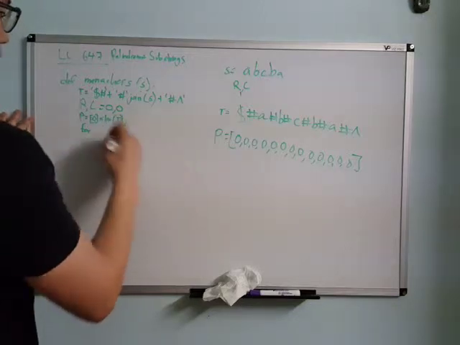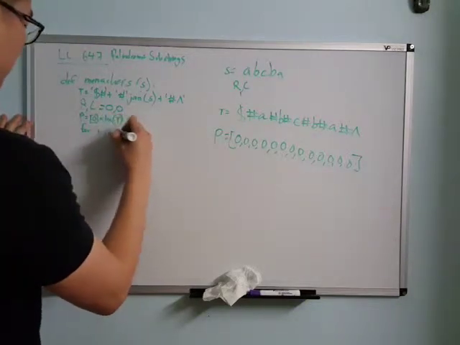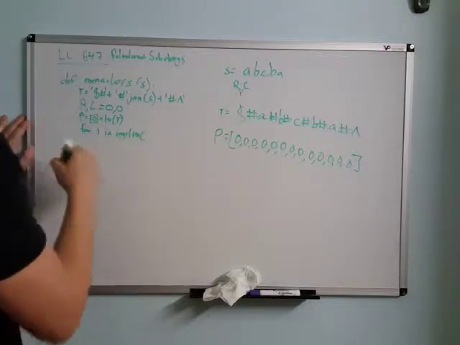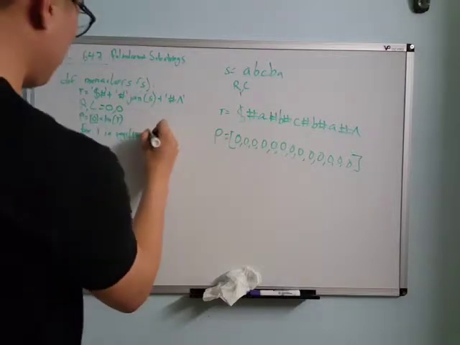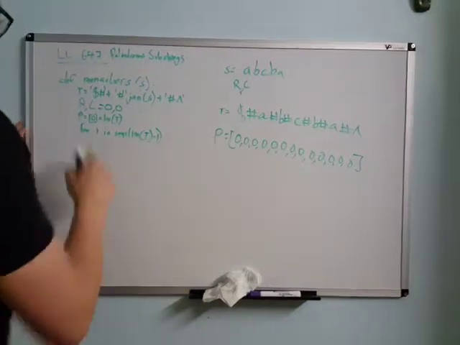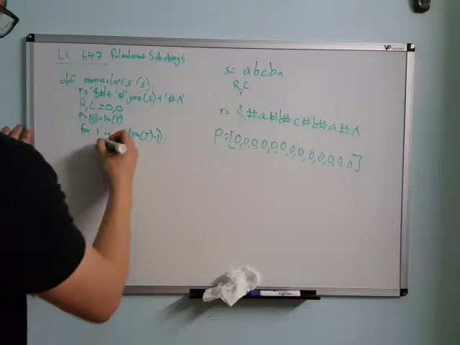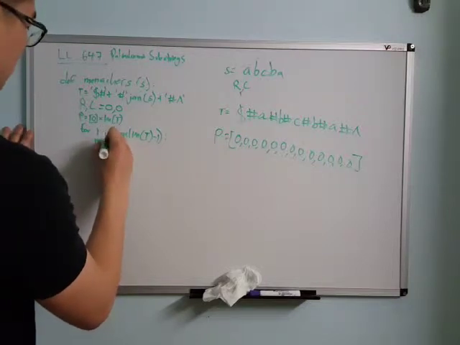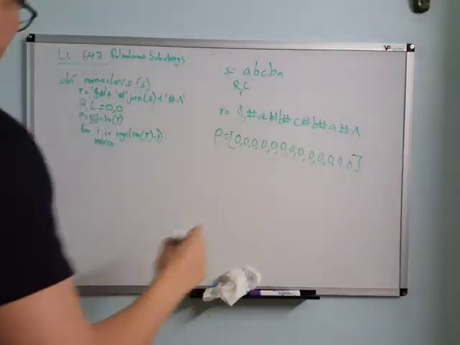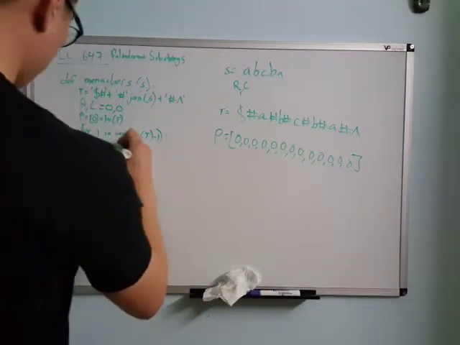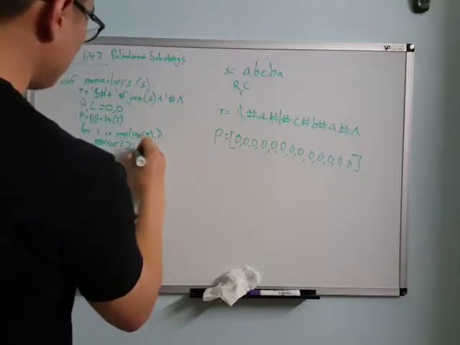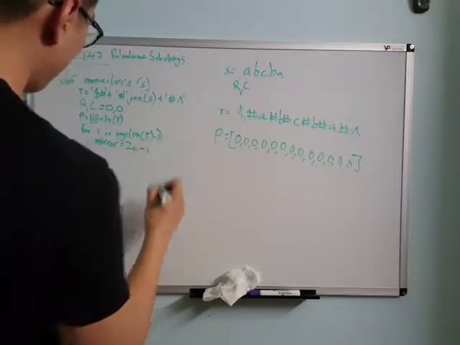So for I in range of length of T minus 1, this is the mirror that they're saying works for putting the left side onto the right side. But let's see if we can understand and reason the logic behind it. So it would be 2C minus I.